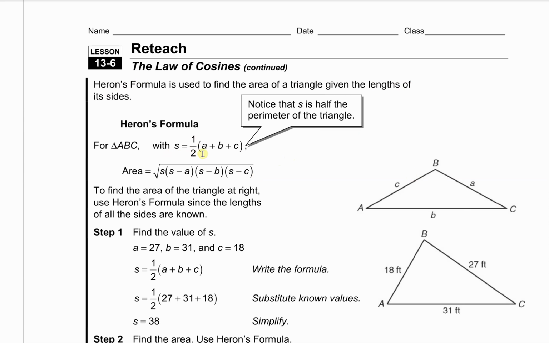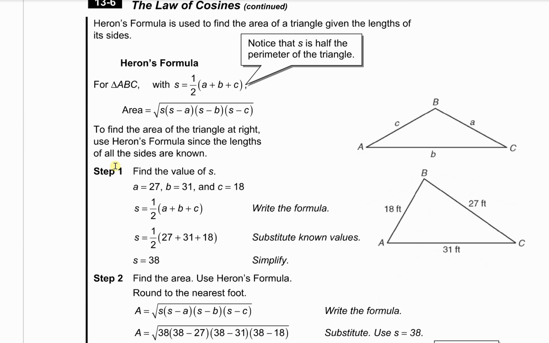You could say S is equal to 1/2 the sum of the sides, so half the sum. Then the area becomes the square root of S times S minus A times S minus B times S minus C, where S is half the sum of the sides of the triangle.